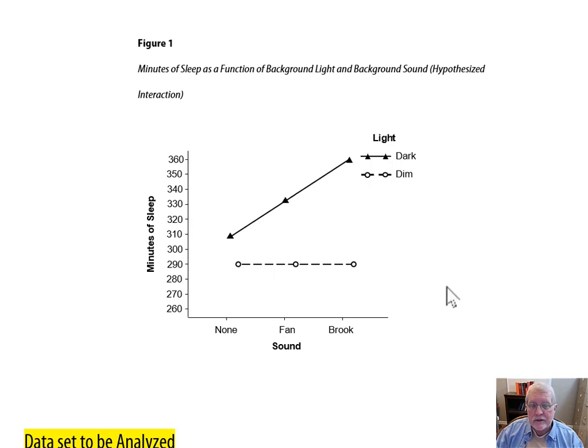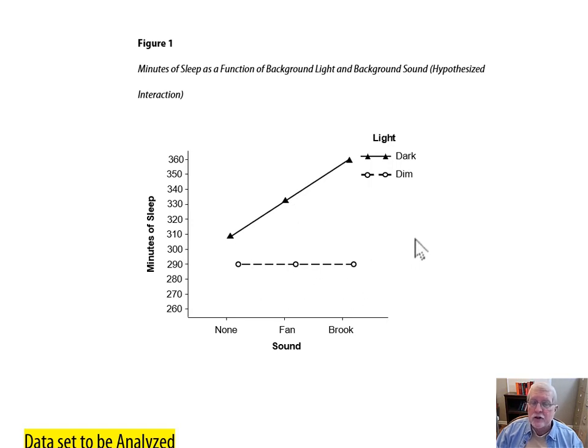An interaction term is all about it depends. If somebody asks, is it true that sounds made by a sound generator can help people get more sleep? Your answer would be, well, it depends. Background sound has an effect if people are in a completely dark room. Background sound doesn't have any effect if they're in a dimly lit room.